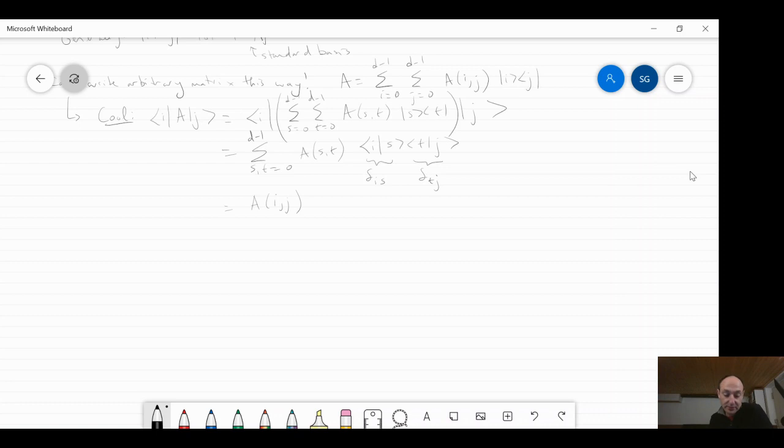So as I claimed, when you take the bracket with i and j, for standard basis vectors i and j, it's just going to rip out entry ij of the matrix A, when A is written, of course, relative to the standard basis. And we can prove this very easily using this nice outer product representation, this guy here, for any linear map.